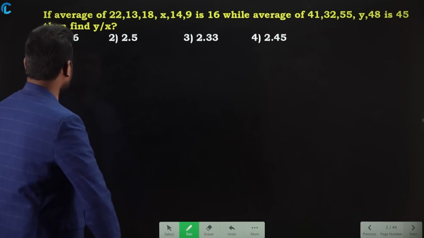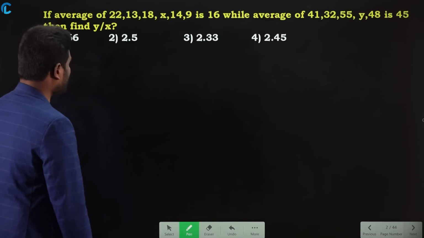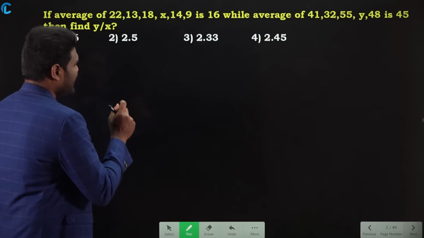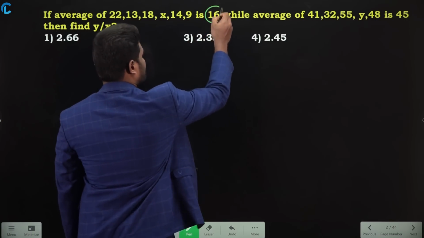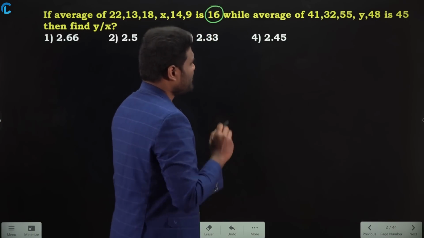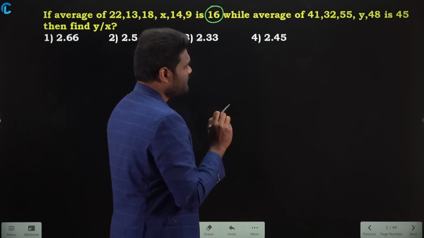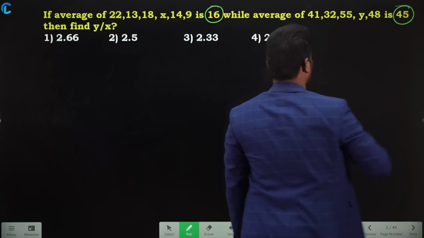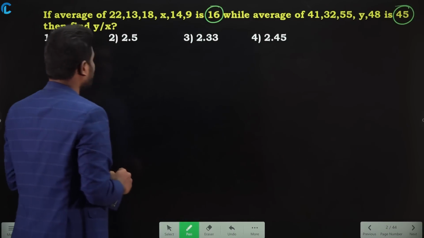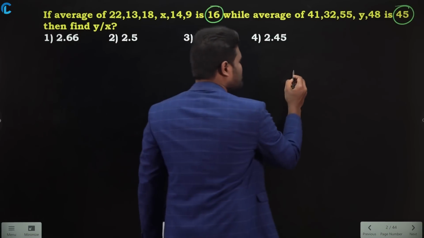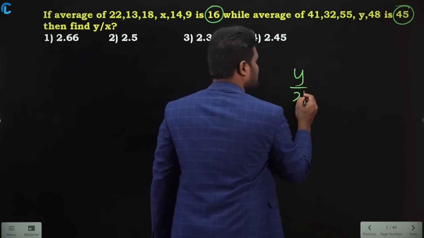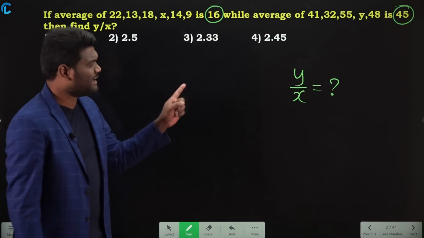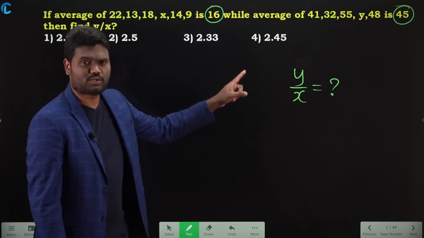The next question says: if the average of 22, 13, 18, x, 14, 9 is 16, while the average of 41, 32, 55, y, 48 is 45, we are asked to find y by x. This is similar to the question we discussed earlier. You just need to find the value of y, and similarly the value of x, so you know what y by x is.